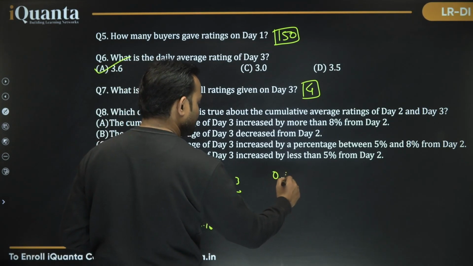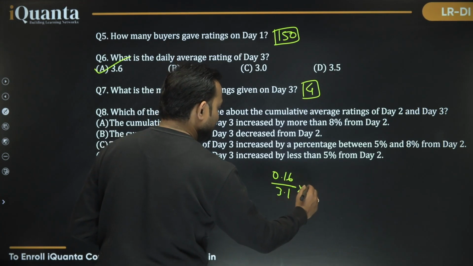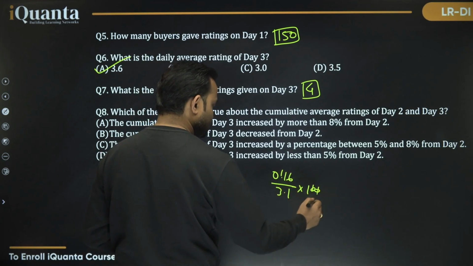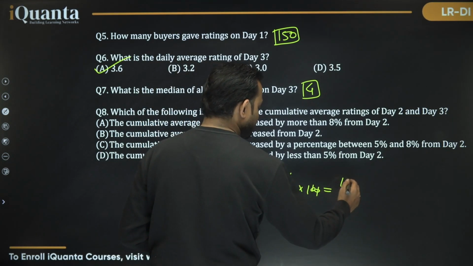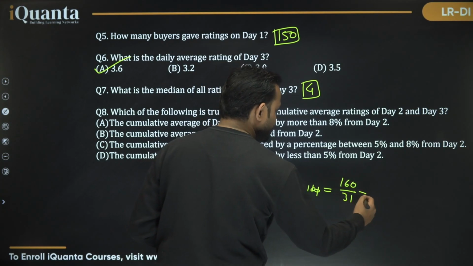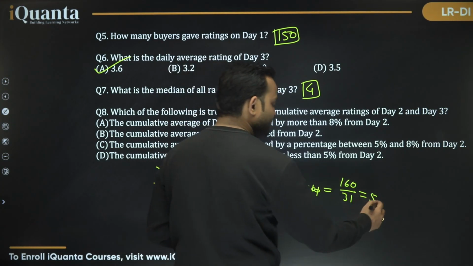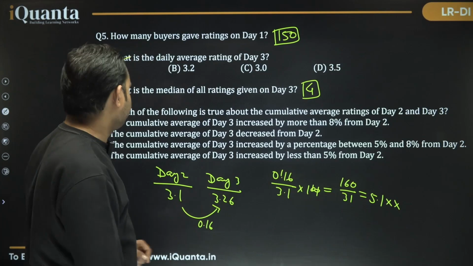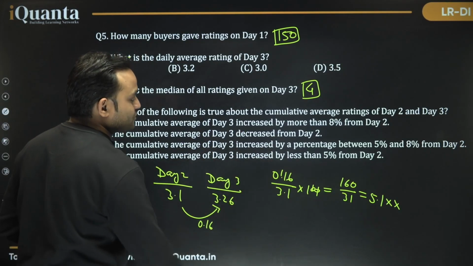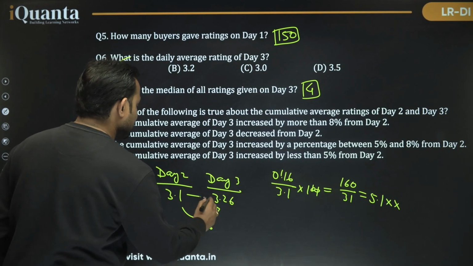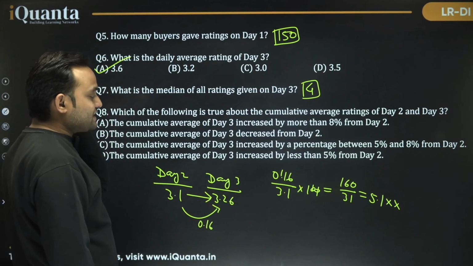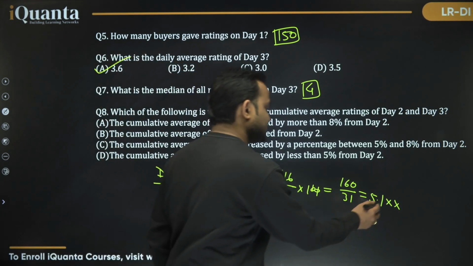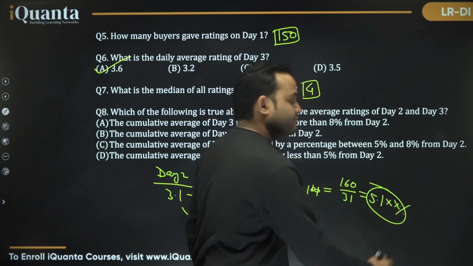So 0.16 divided by 3.1 times 100. This we can cancel out. This is 160 upon 31, which is equal to 5 point 1 something, right? Okay. So it's not more than 8. The cumulative average on day 3 decreased from day 2. That is also not correct. It has increased. The cumulative average on day 3 increased by a percentage between 5% and 8% from day 2. Yes, this is 5.1 something percent, right?